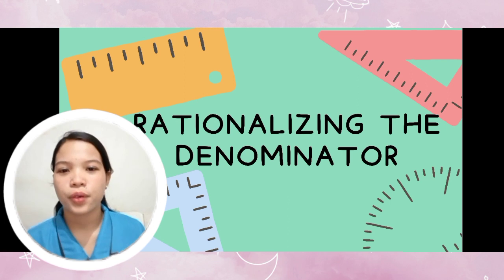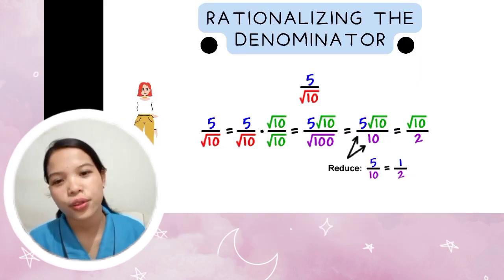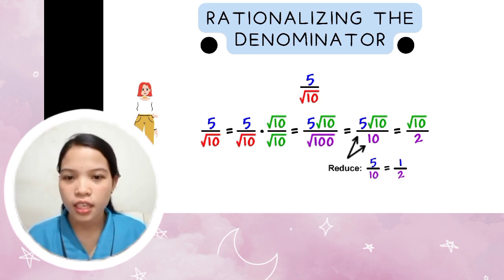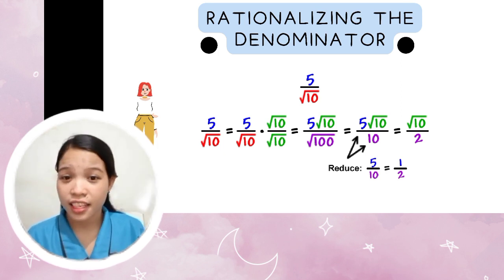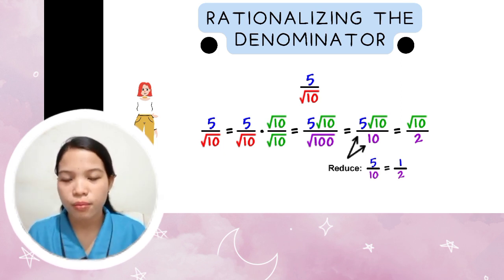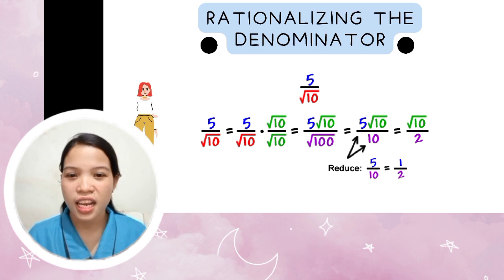I have your example of rationalizing the denominator, 5 over square root of 10. So, our denominator in this given is square root of 10. In order to eliminate the radical sign in the denominator, we're going to multiply both the numerator and denominator by square root of 10. So, our given is 5 square root of 10 times square root of 10 over square root of 10.